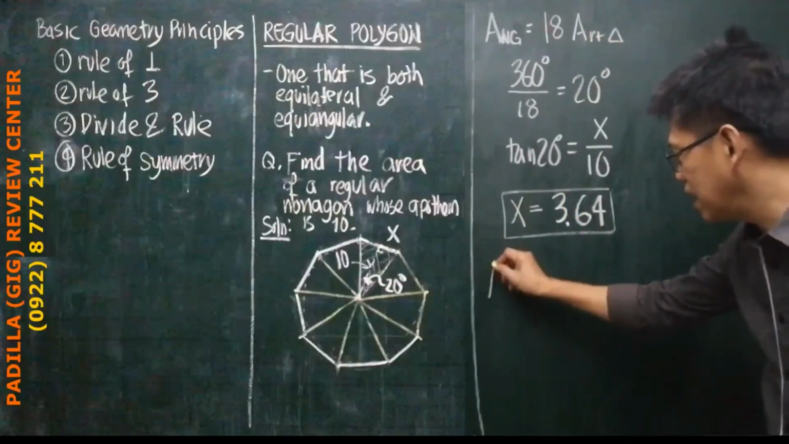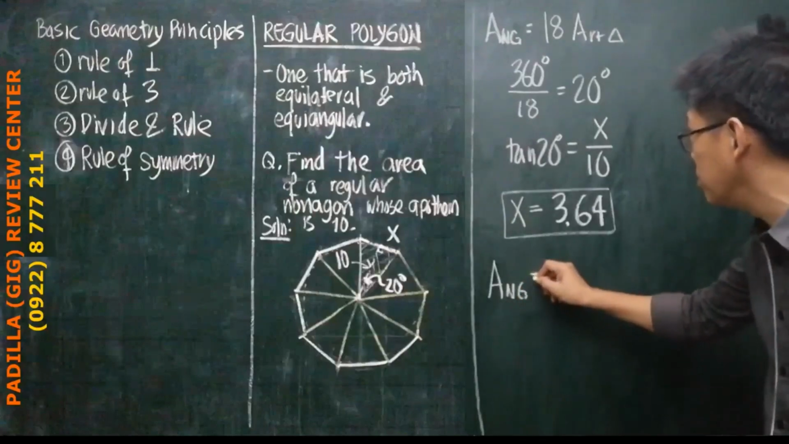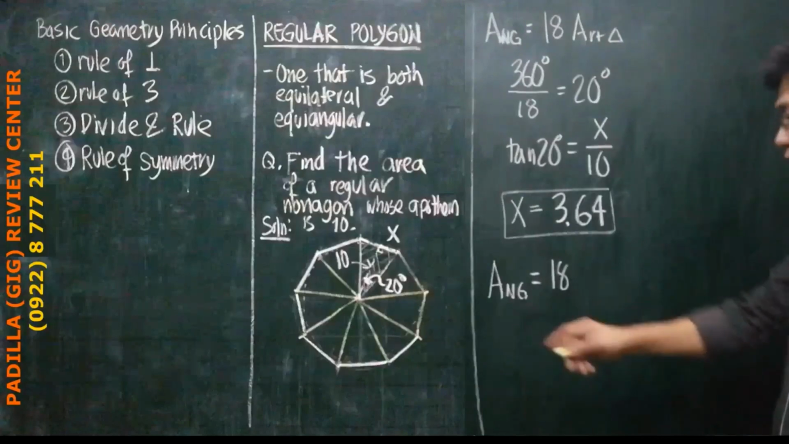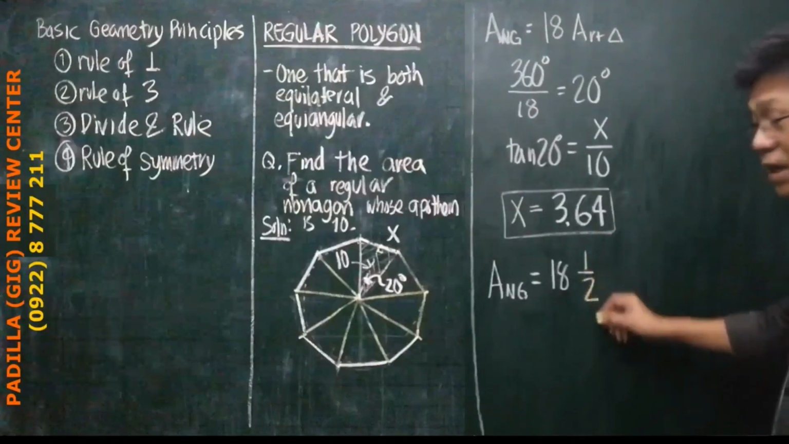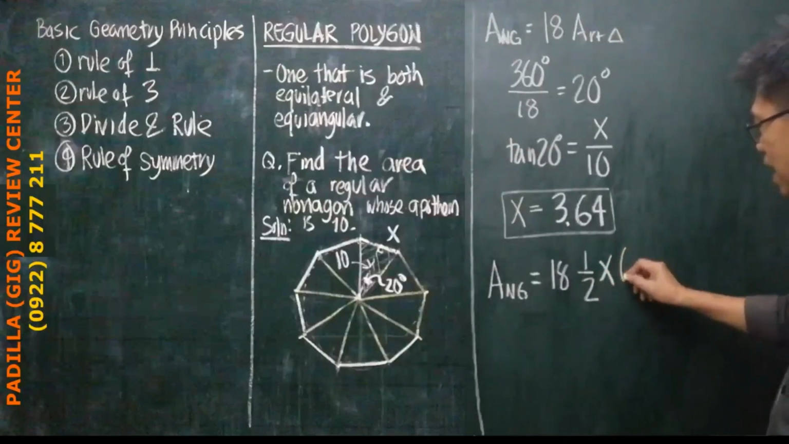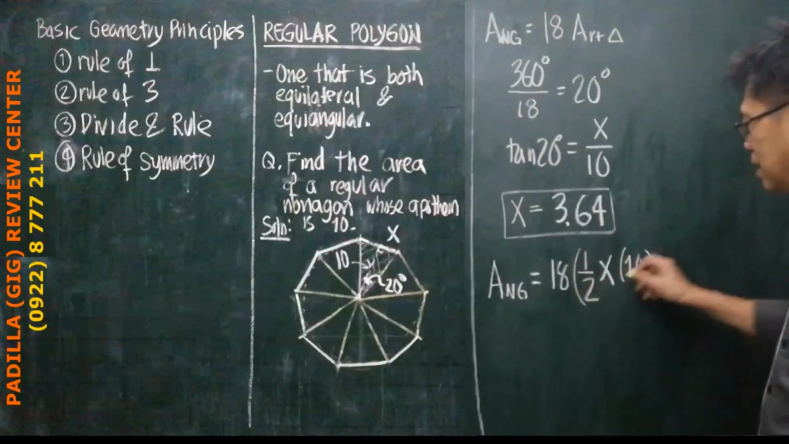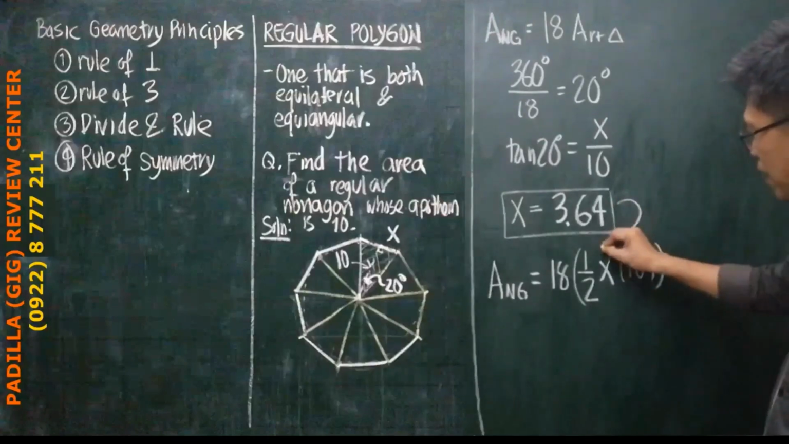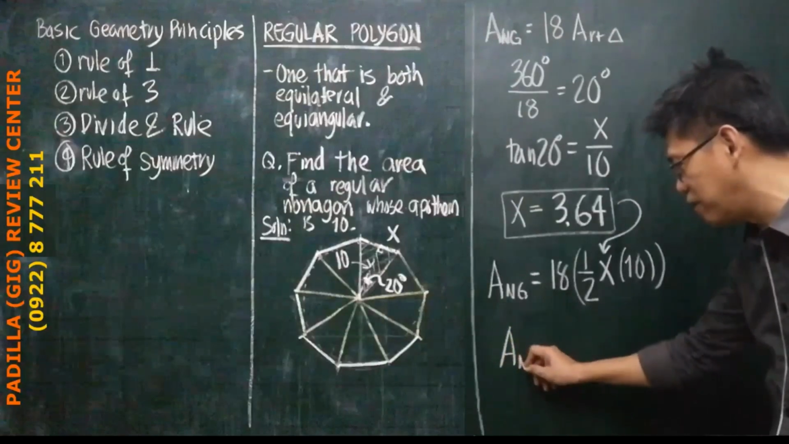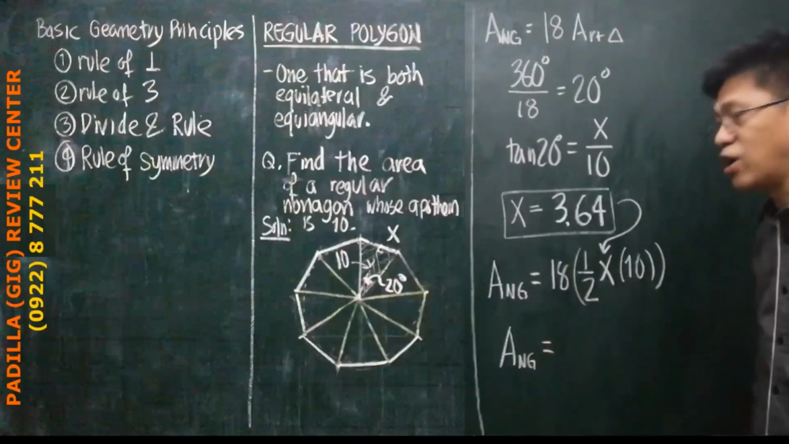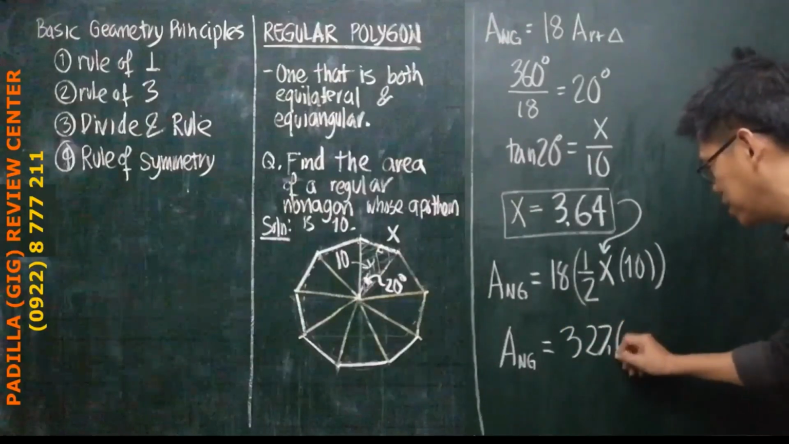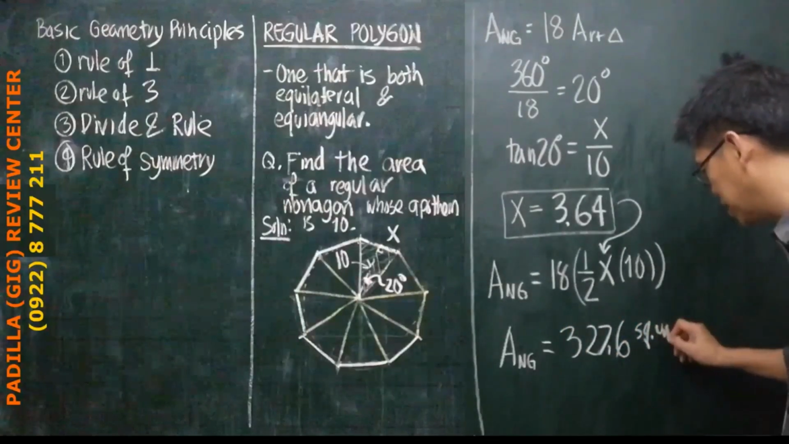So, substituting this into the area of the nonagon, the area of the nonagon is going to be equal to 18 times the area of the right triangle, 1/2 of the base. So the base is x, and the height is the apothem 10. So just substitute this value of x here, and we will get the area of the nonagon. And the area of the nonagon is going to be 327.6 square units.